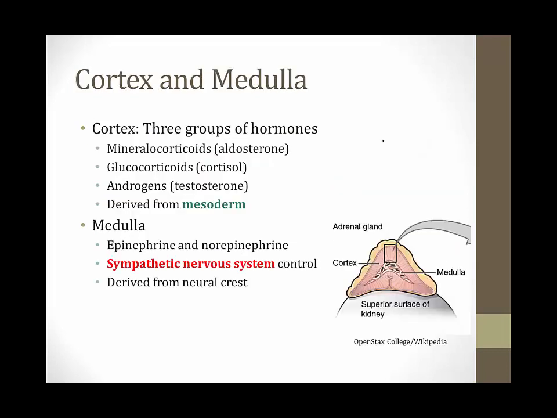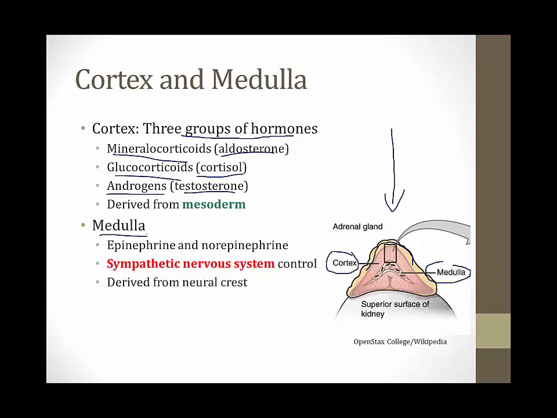If you were to cut the adrenal gland in half, you would see something like what is shown on the screen. You would see an outer capsule, and within that there would be two clearly distinct layers. The outer layer is called the cortex, and the inner layer is called the medulla. And as you will see, they serve very different purposes. The purpose of the cortex is to synthesize three groups of hormones. One group are called the mineralocorticoids, and the most important of these is aldosterone. The other group of hormones is called the glucocorticoids, and the most important of these is cortisol. And then finally, the cortex also synthesizes androgens like testosterone.